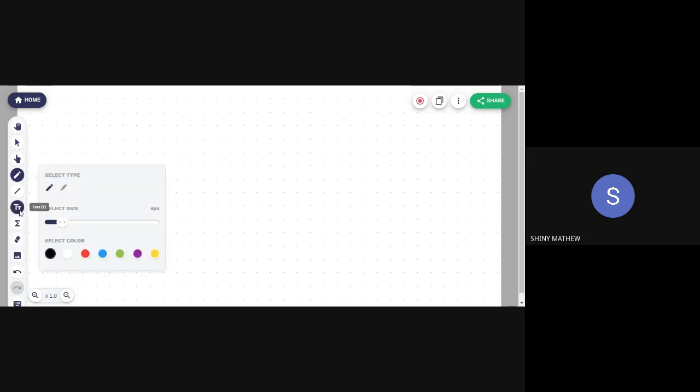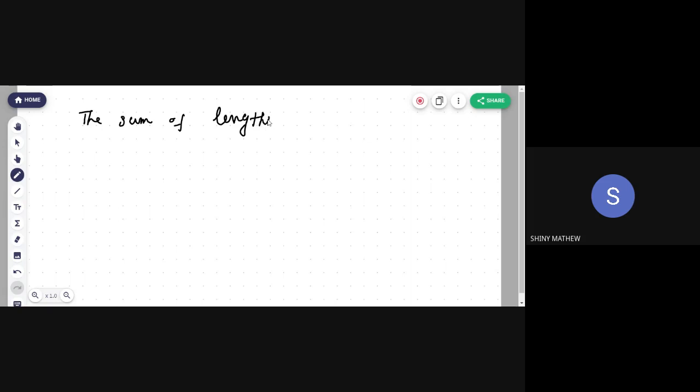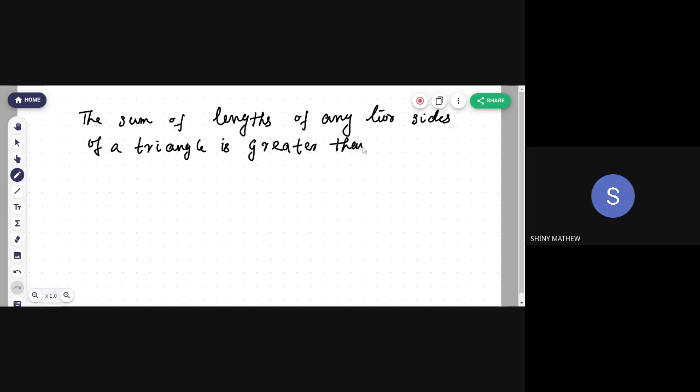Okay, so that property you can write this way: the sum of lengths of any two sides of a triangle is greater than the third side.